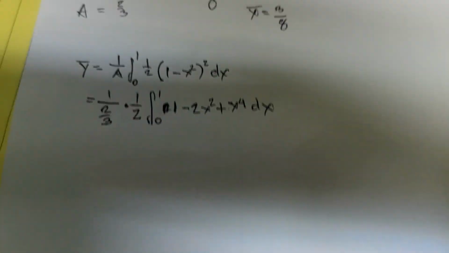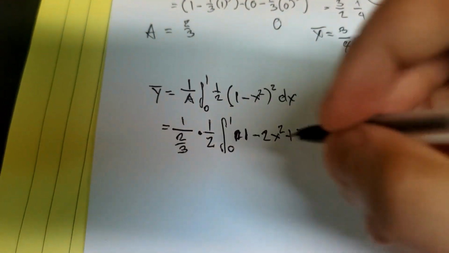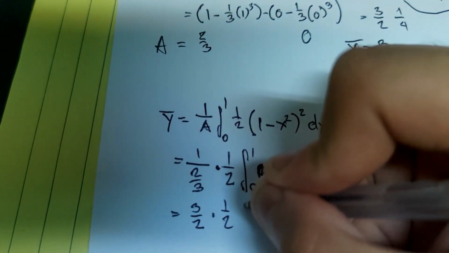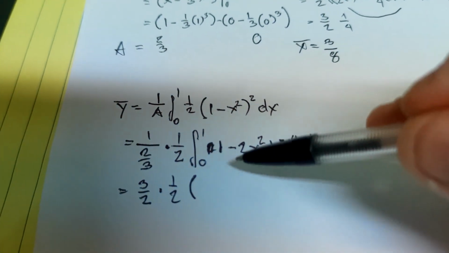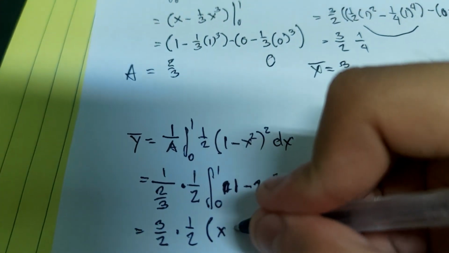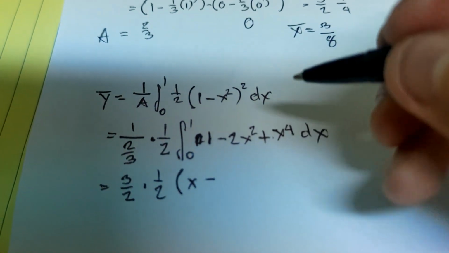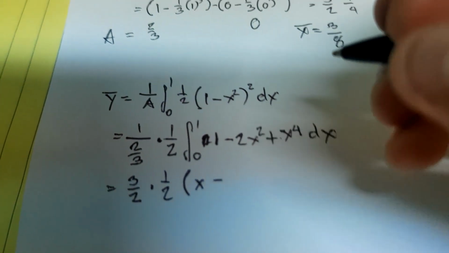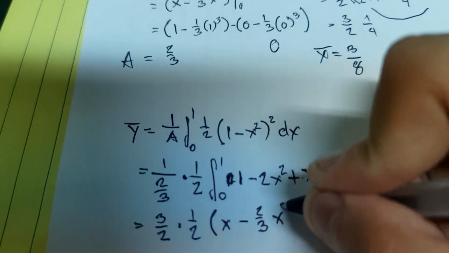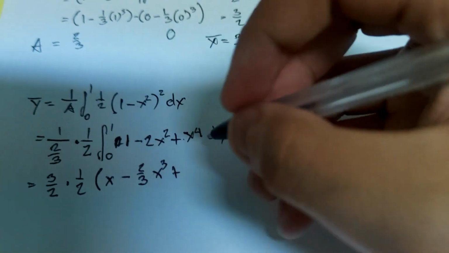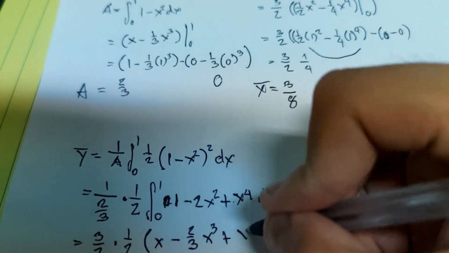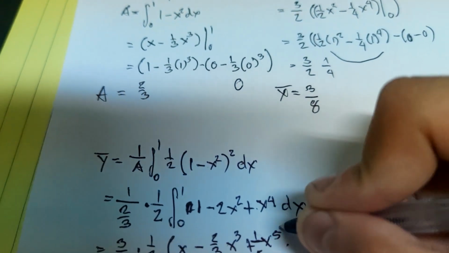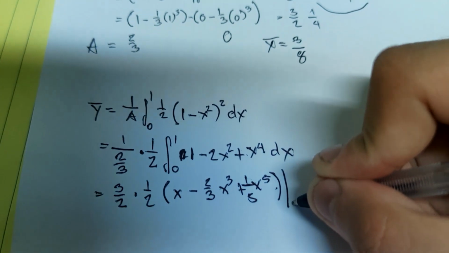Okay, so now we can integrate this. So this will become 3 over 2 times 1/2, and we can integrate this. 1 dx is just x, minus the antiderivative of 2x squared, which is 2/3 x raised to 3 by using the power formula. It's the same as this, just plus 1, so this is x raised to 5 over 5, plus 1/5 x to the 5th. And we're going to plug in again the same limits, 0 to 1.